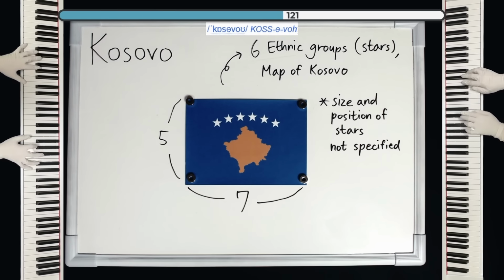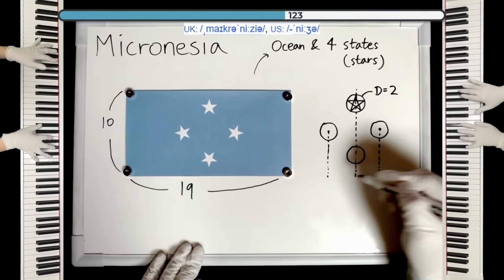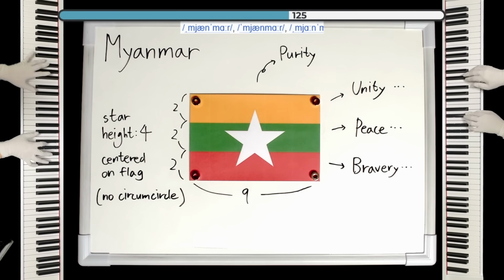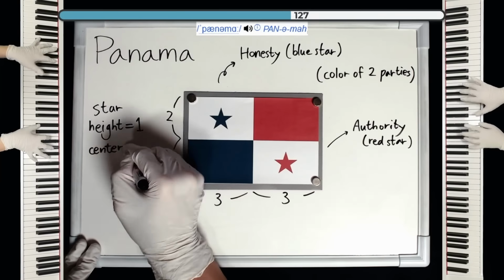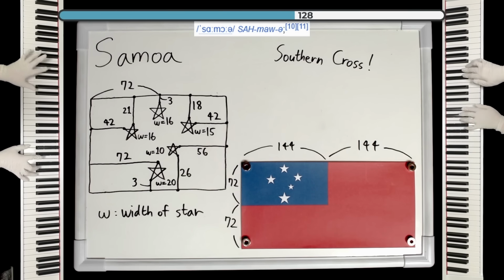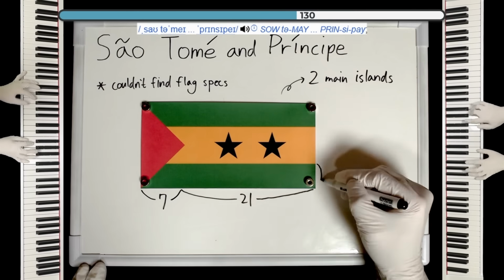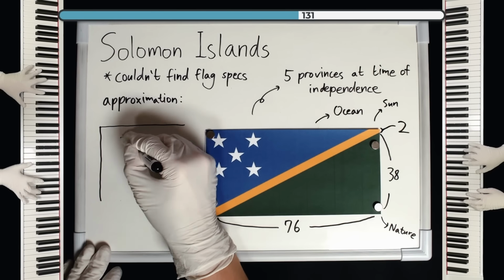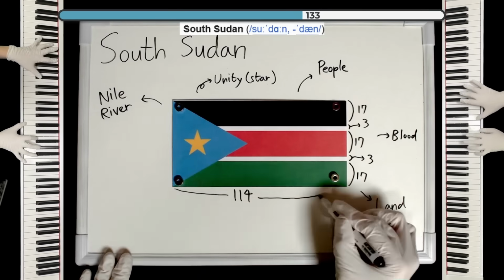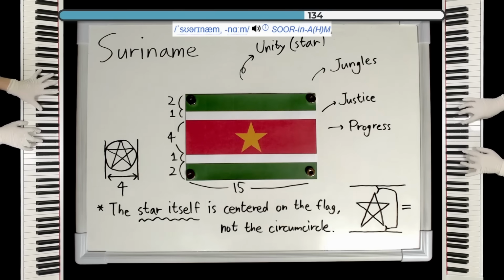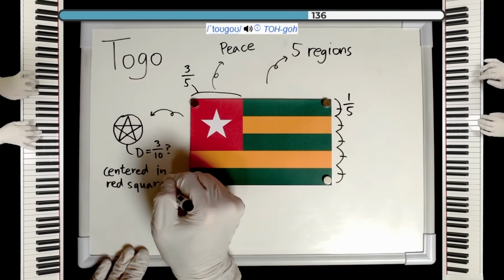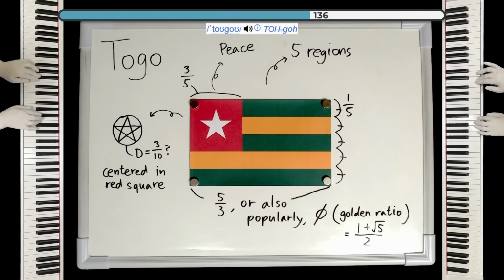Kosovo. What? Liberia. Micronesia. Mozambique. Myanmar. North Korea. Panama. Samoa. Senegal. São Tomé and Príncipe. Solomon Islands. Somalia. South Sudan. Suriname, Syria, Togo. Interesting fact, one popular version of this has the aspect ratio as the golden ratio.